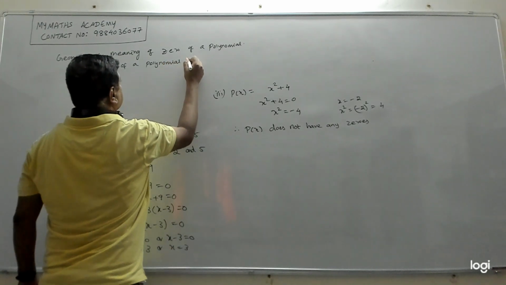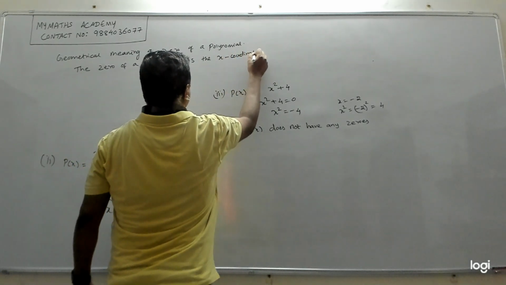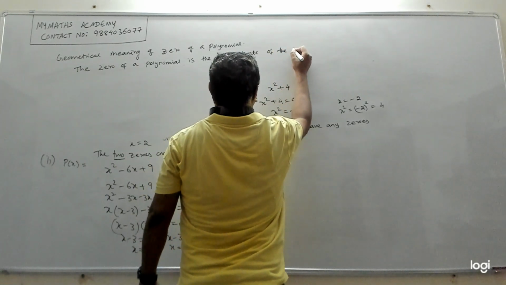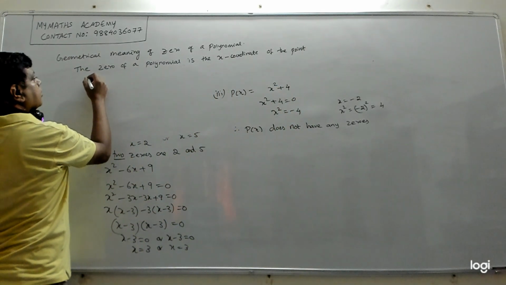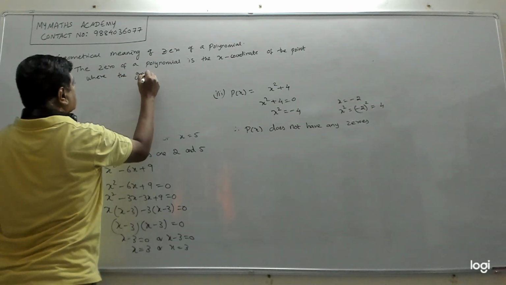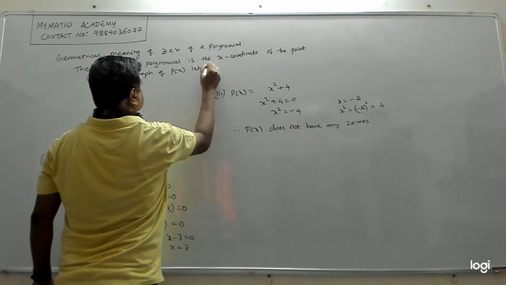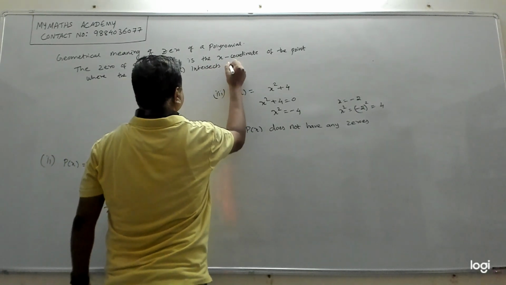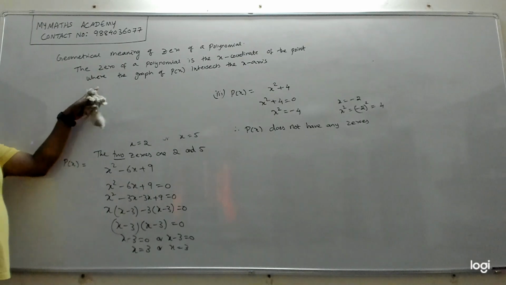0 of a polynomial is the x coordinate of the point where the graph of p of x intersects or meets the x-axis. So what does 0 of the polynomial mean? This is the geometrical meaning.